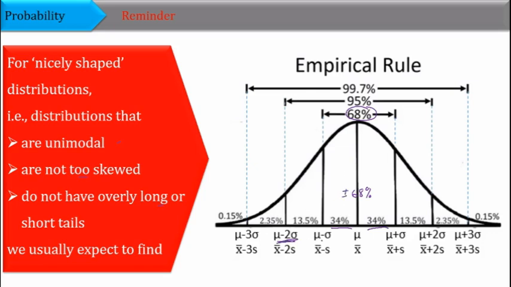Within two standard deviations from the mean, we'll find approximately 95% of the data, and within three standard deviations of the mean, we'll find approximately 99.7% of the data. Now these are approximations because we haven't been all that strict in our conditions for the shape of the distribution. We simply said unimodal, not too skewed, and the tails mustn't be too long or too short. So we haven't given really specific criteria. These percentages are approximations, and we call this property the empirical rule.